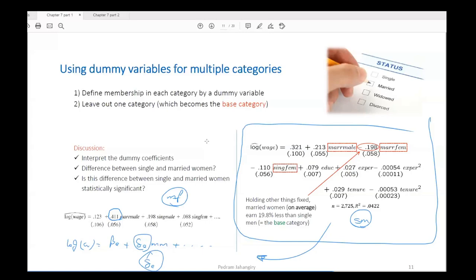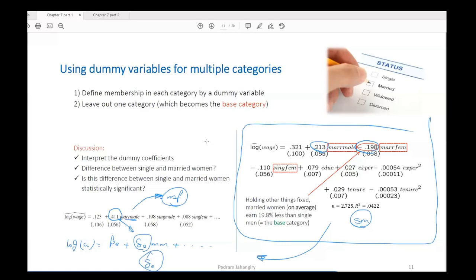Now, what are we looking for? We're looking for this delta zero, the coefficient of married male. So we are asking this question: how much more or less is this married male earning compared to married female? Do I have married male and married female on the right-hand side? Yes, married male, 21.3%. Married female, yes, 19.8%. Look at the question that I have: I want to see what number married male is earning more than married female, the base group.